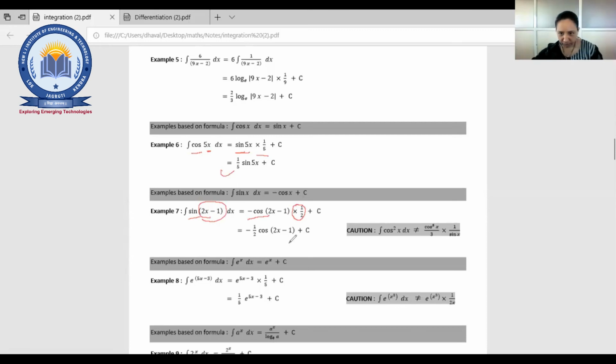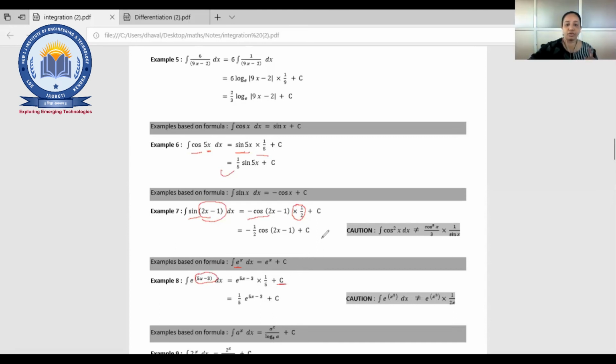Okay, fine. Now e raised to x we have solved, right? Something like e raised to ax plus b. Instead of e raised to x, you will have a formula like e raised to 5x minus 3 dx. So it is e raised to 5x minus 3 as it is, into 1 upon 5, or divided by 5, because of this. And plus c. Simple, right?